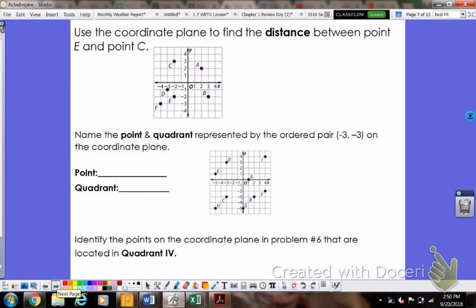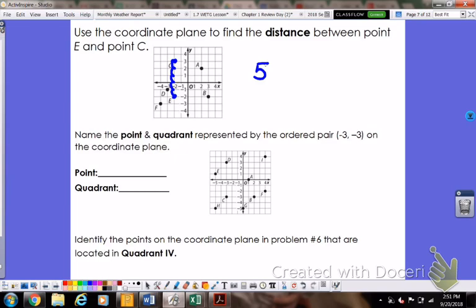All right, we want to use the coordinate plane to find the distance between point E and point C. Point E is here, point C is here. You notice that they're on a straight line, on one of our grid lines. All you have to do is count. 1, 2, 3, 4, 5. So the distance is 5. Always, always positive. Remember, distance must be positive. We talked about that in one of our other lessons.